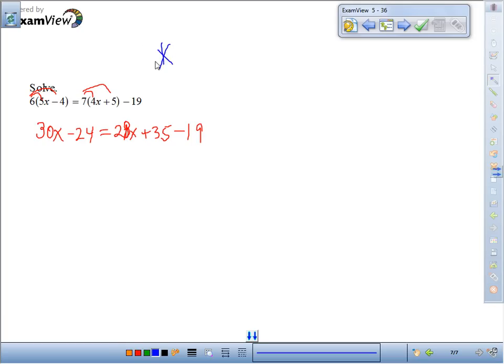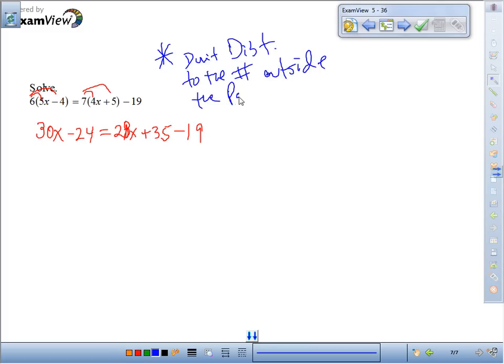Make a self note here. Don't distribute to the number outside the parentheses. Because some of you do this. Everybody look up. Some of you, after you do 7 times these two, you also distribute to this one, and that's where you make a mistake. That number is not inside of the parentheses. Okay? So, let's continue.